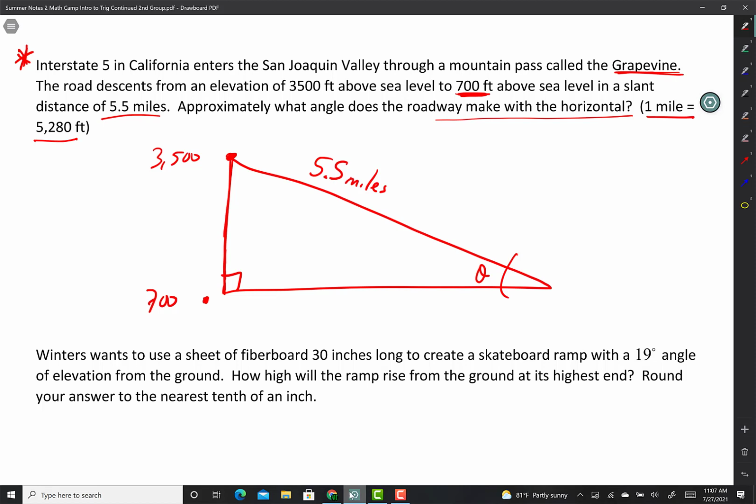What do I need to do? I need to figure out that vertical displacement in feet. This is feet, this is feet. Subtract 700 from 3,500. 2,800 feet. And I don't want that in miles. I need to have the same units. So either I convert the feet to miles or I convert the miles to feet. Which one do you think is better? It doesn't matter. Okay, the 5.5 miles to feet. 5.5 times, what do I got to do? 5.5 times 5,280. That's a number, and I do not know what that number is. Close to 30,000.